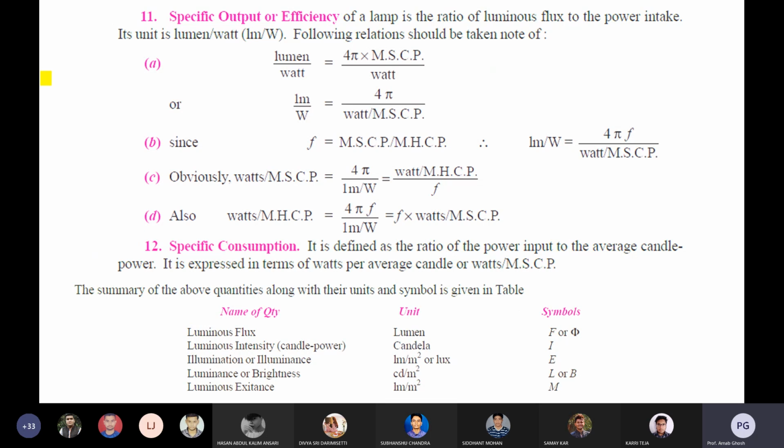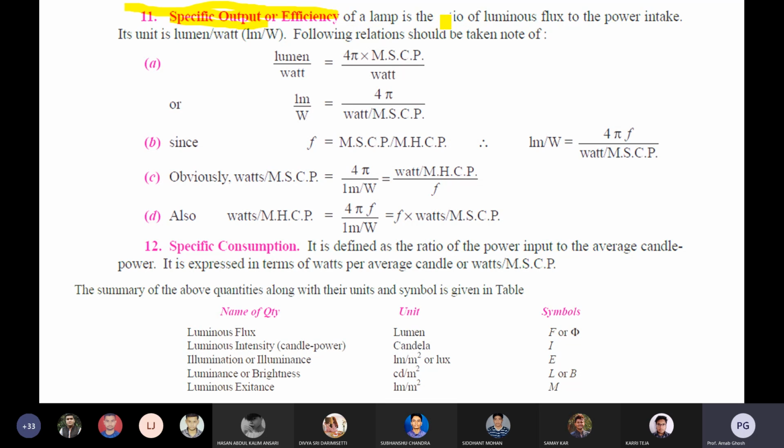Now today we are discussing specific output or the efficiency. From the very basic definitions, efficiency is the ratio between output over input, in 100%. So how much losses are there? That is normally coming under input equal to output plus losses. Based on that, you are getting different efficiencies.